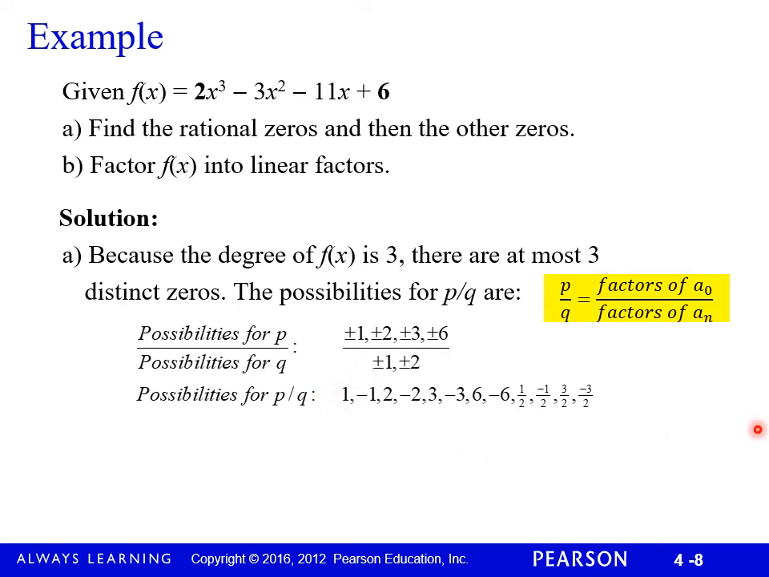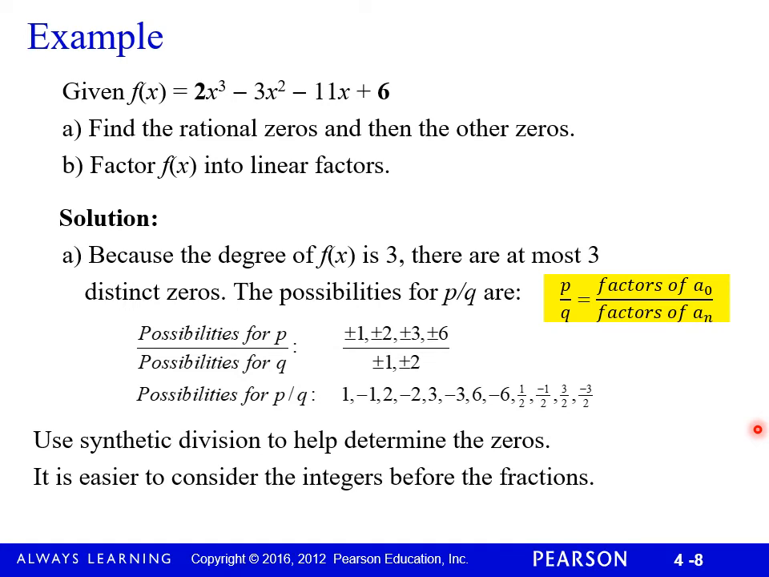6 pairs, or 12 different possibilities. So what we're going to do now is basically trial and error to find our zero. The best way to do this is to use synthetic division. We could just plug these values in and see which one equals 0. Remember that when we do synthetic division, the remainder is equal to the functional value.